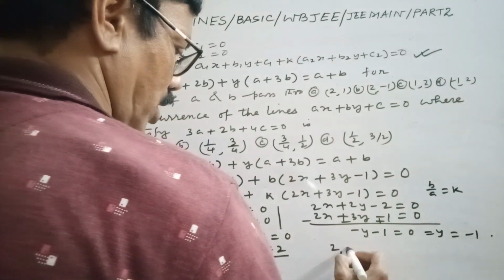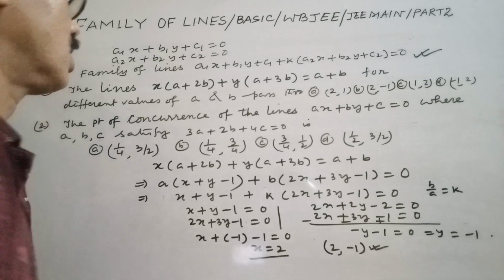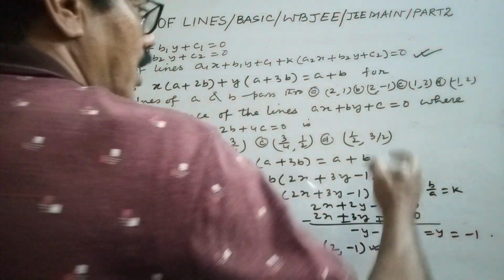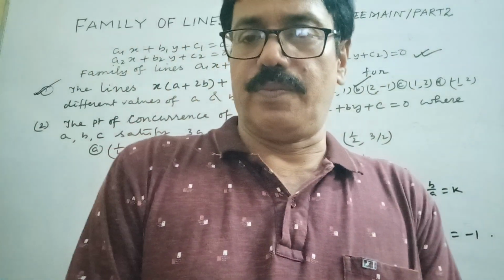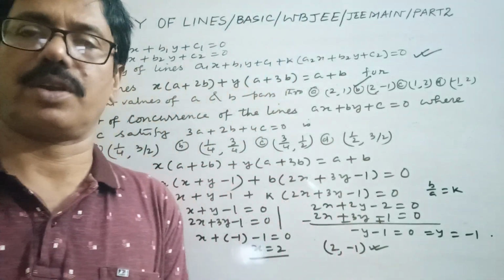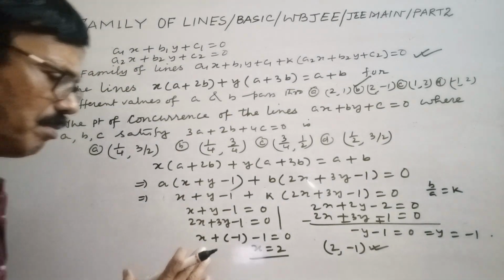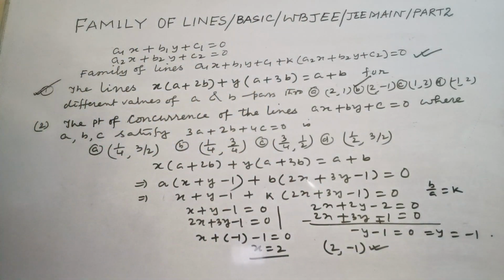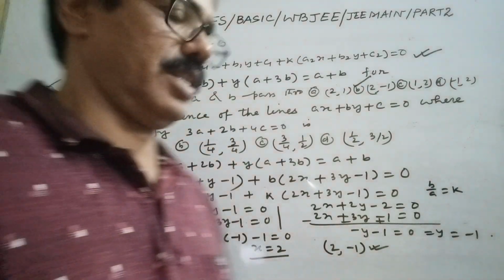So what is the point? 2 comma minus 1. So the point is 2 comma minus 1. Let us verify. So the answer will be B. So this is a very simple problem and most important for competitive exams, and it will take minimum time. The combined equation is given, you find the separate equations.